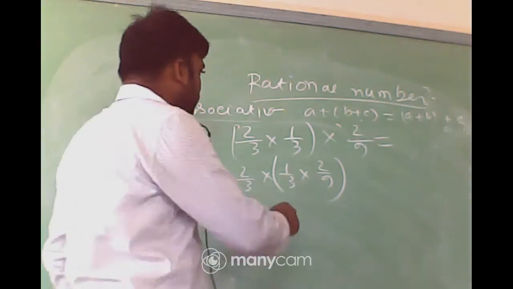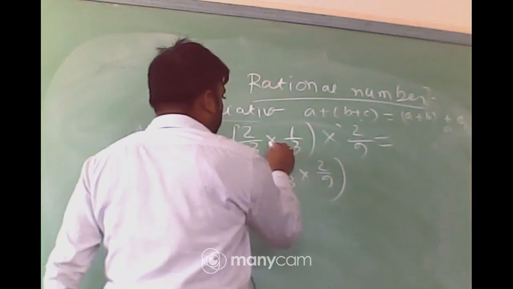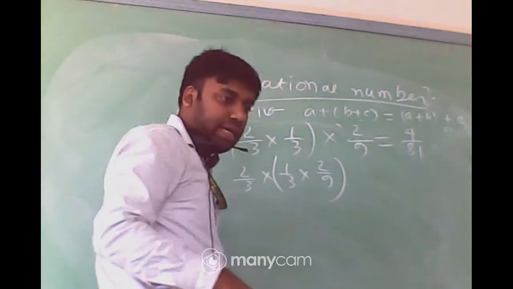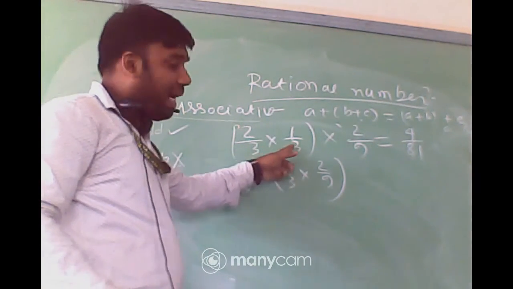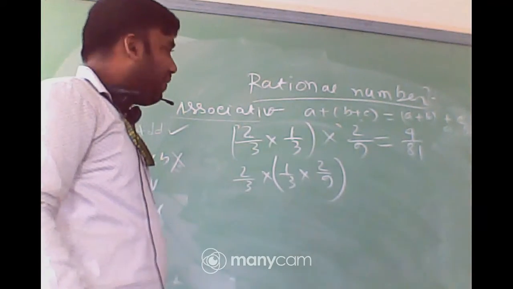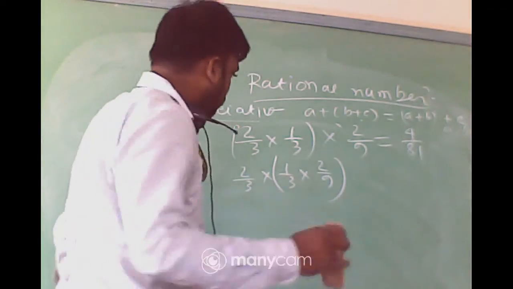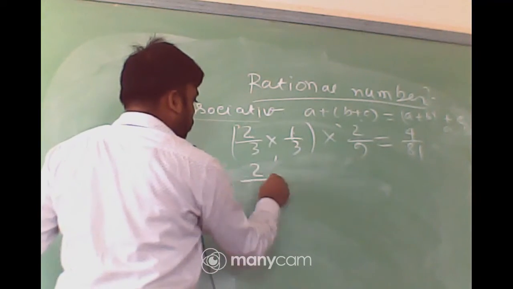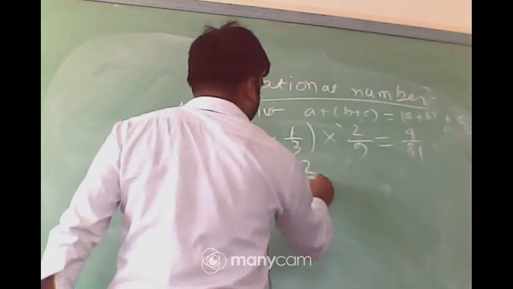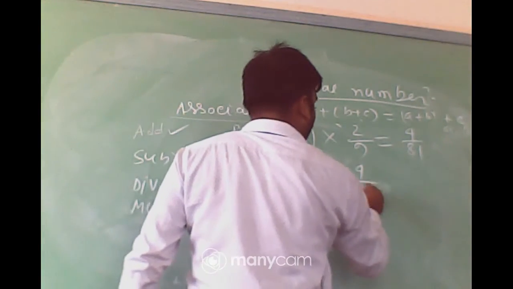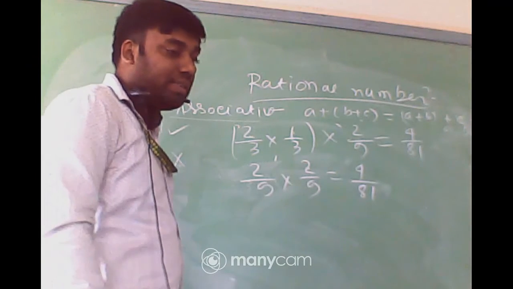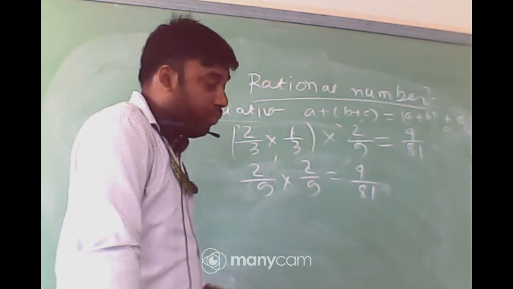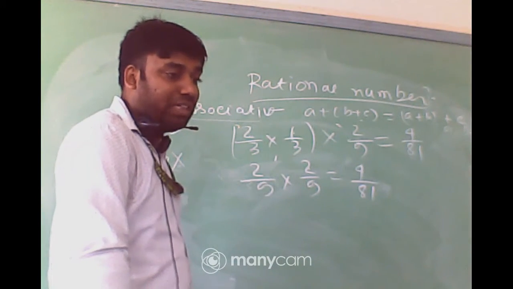It's simply multiplication. 2 into 1, 2 by 9 into 2 by 9, that is 4 by 81. 3 threes are 9. Look at the board, everyone. Not 4 by 27. 2 into 1 is 2, 3 into 3 is 9. Then 2 by 9, 2 twos are 4 and 81. Only one student is answering, that is Sakshi. So how is 4 by 27 possible?